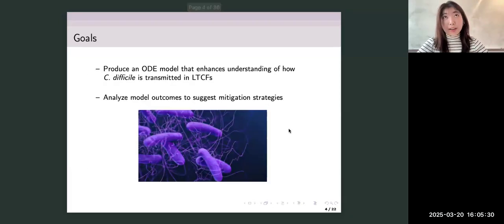To reiterate, the main goals were to build an ODE model to help us understand how this bacteria spreads in long-term care facilities, and also to analyze our model to propose different strategies and programs that could be implemented to help nursing staff across the US.